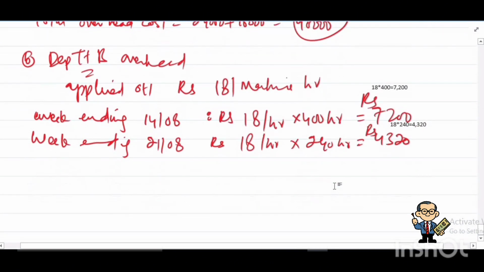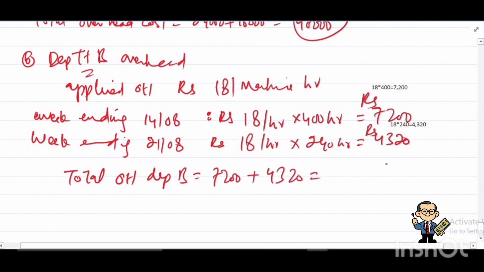Now let's calculate the total overhead cost for department B. We have already calculated 72, and then 4,320. If you calculate this, 72 plus 432 equals 1152.